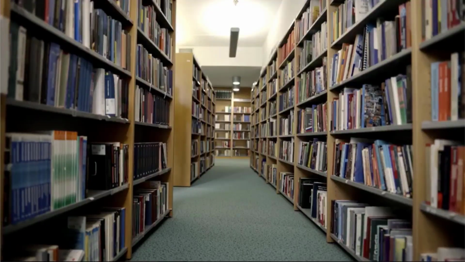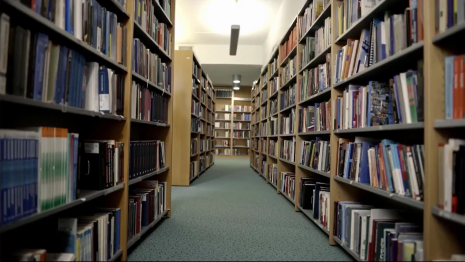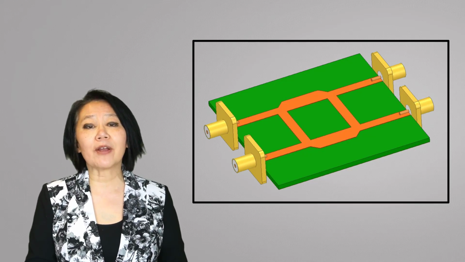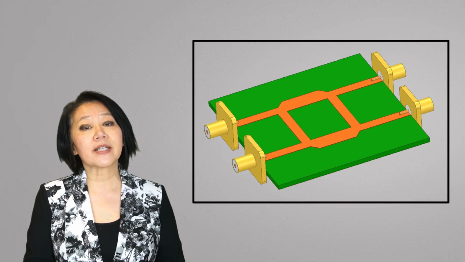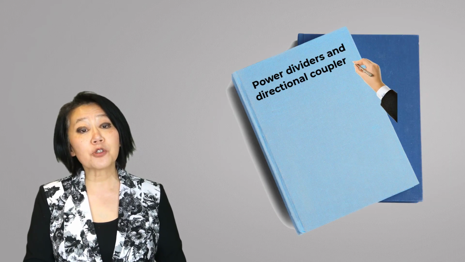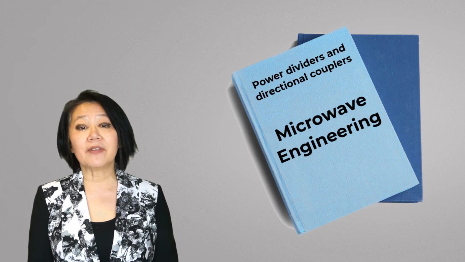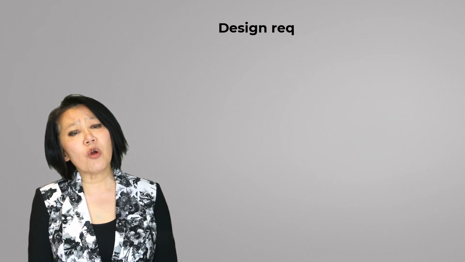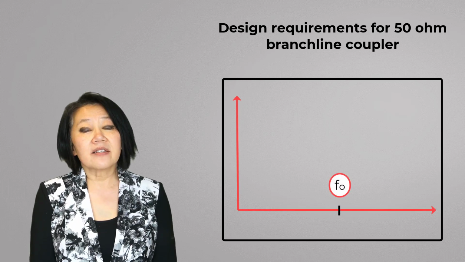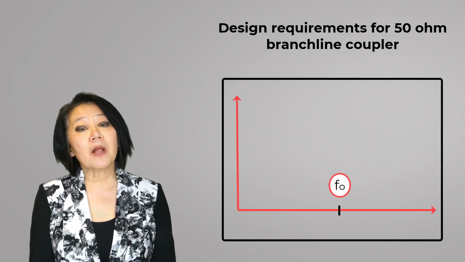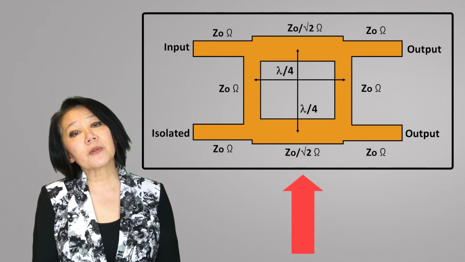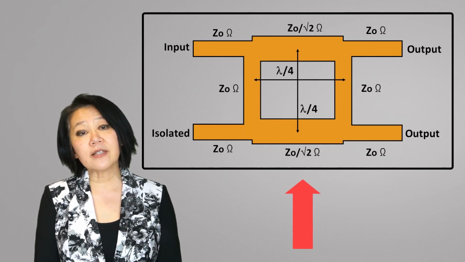There are many reference textbooks on electromagnetic theory or microwave components. Here's a textbook example from one of these references, the Branchline coupler example problem from the chapter Power Dividers and Directional Couplers in Microwave Engineering by David M. Pozar. The design requirement is for a 50-ohm branchline quadrature hybrid at some F0, with parameters to be plotted between 0.5 F0 and 1.5 F0. The microstrip configuration is shown in this reference.